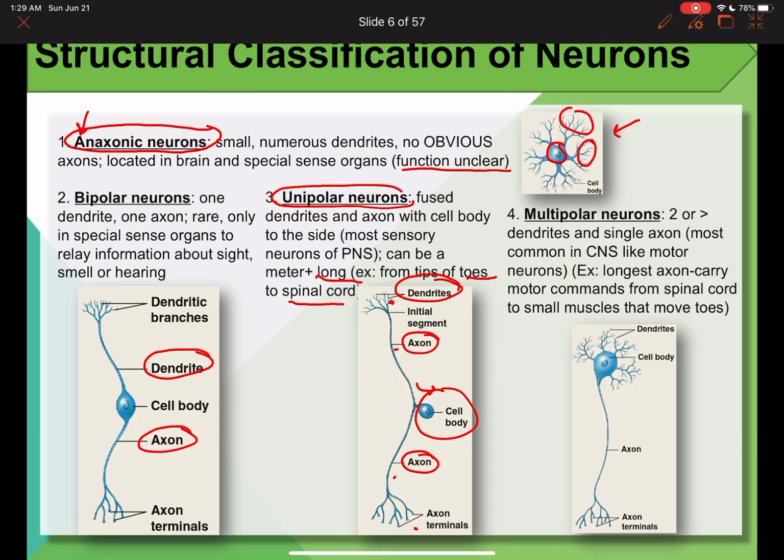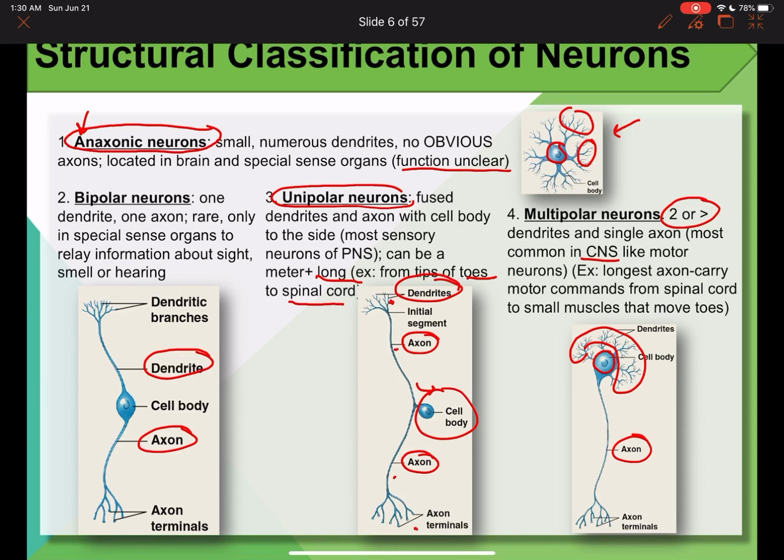And lastly, the last type of structural classification of neurons is the multipolar neuron, which is actually the most abundant type of neuron in the central nervous system. This is where there are two or more dendrites close to the cell body. So here's the cell body, and then you have the dendrites right around it, and then one single axon coming out from the cell body. These multipolar neurons usually reside in the central nervous system, like I was saying. For example, those motor neurons we talked about in the previous chapter are examples of multipolar neurons.